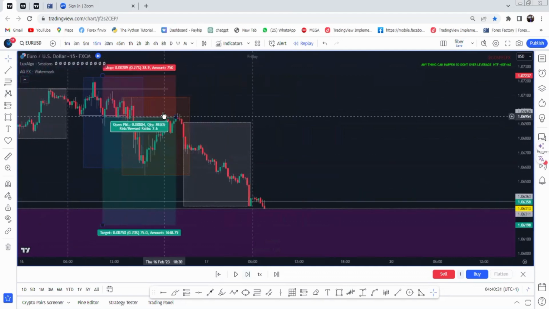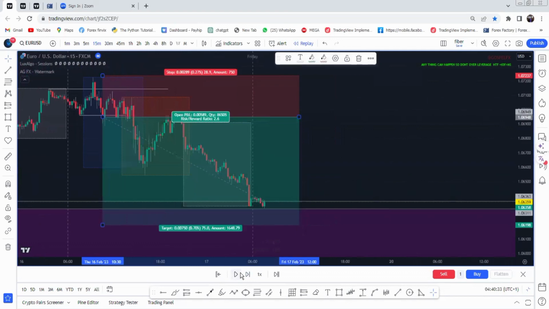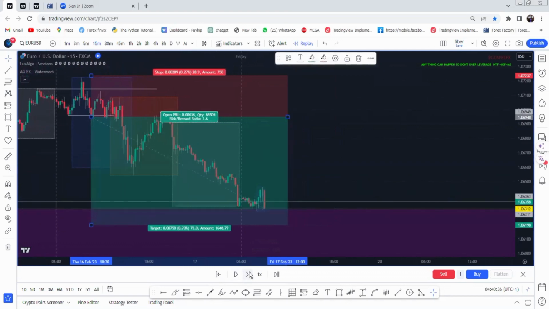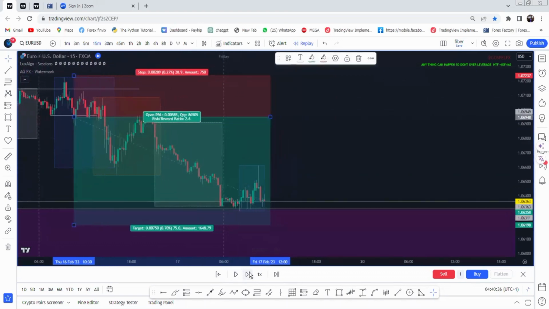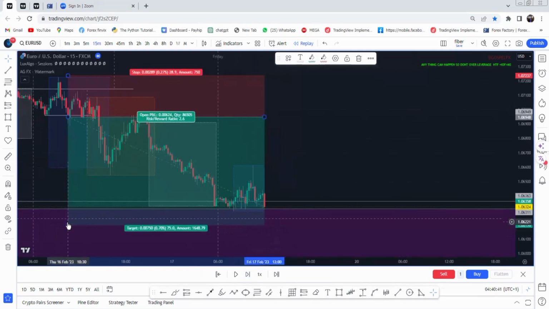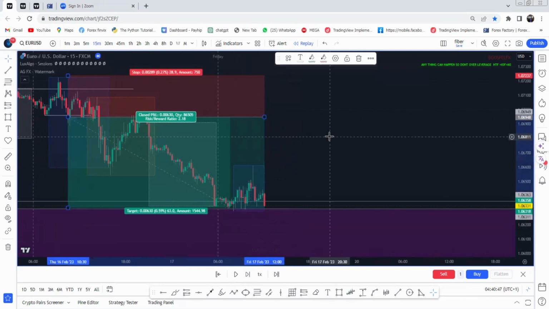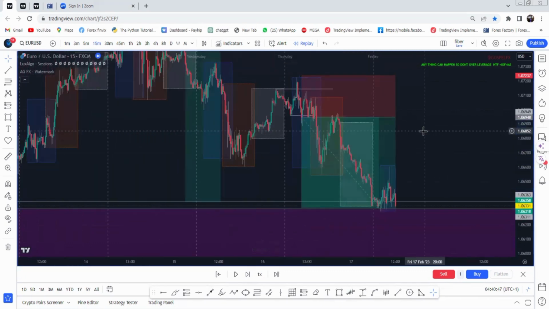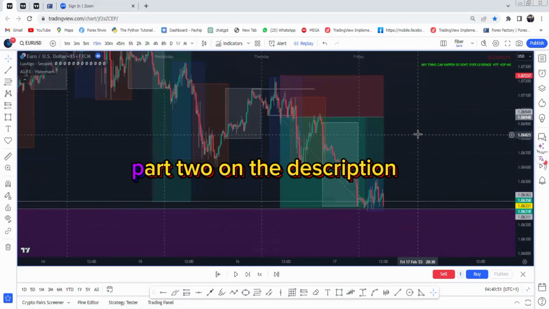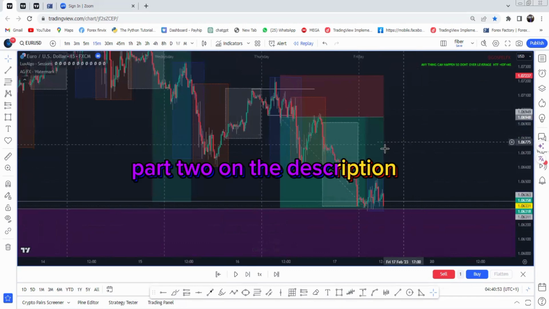Okay, so our volume gap, our fair value gap has been filled. Our TP was from this fair value gap, right? That was 2.8, 2.18 hour. So let's come back for the next session now.